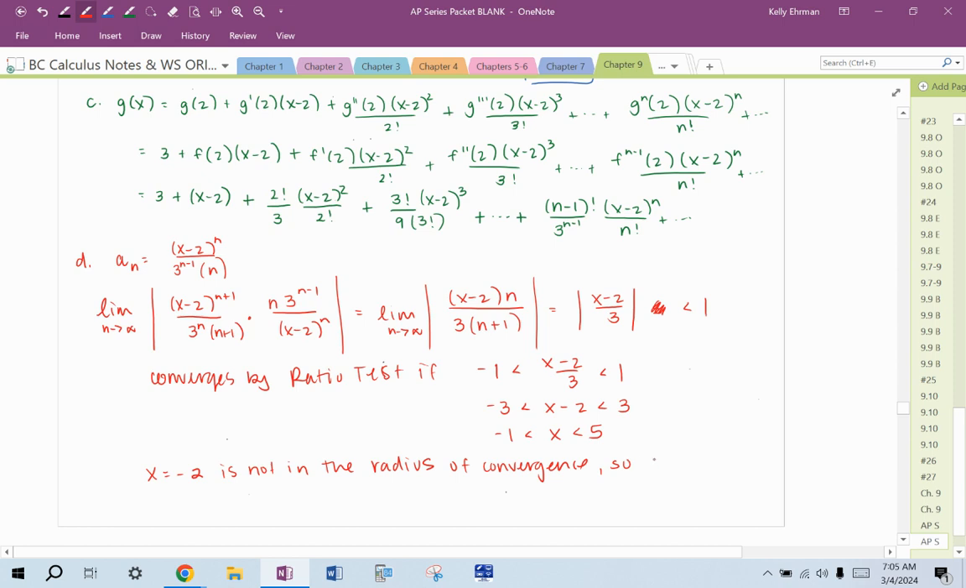So the series for g of x doesn't converge. Doesn't converge to g of negative 2, let's just call it g of x. The series for g of x doesn't converge to g of x at this point. All right, that finishes up number 15.